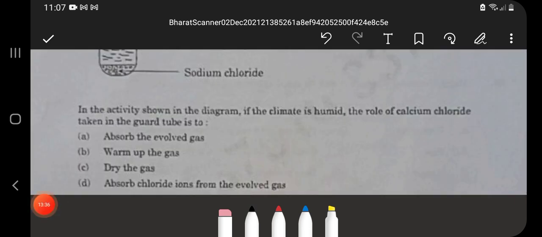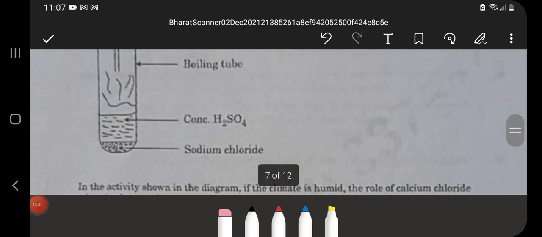29th question. In the activity shown in the diagrams, if the climate is humid, the role of calcium chloride taken in the guard tube is to... 29 answer is C. Trap moisture.